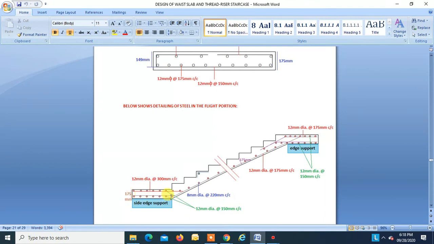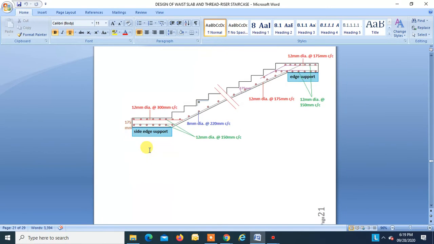These round bars at top and bottom are of landing, that is provided at 12 at 150. Okay, these dots are the distribution steel for the flight, that is 8 at 220, and this is the main steel for flight, that is 12 at 125. Okay, so this is how we can do the reinforcement detailing of this staircase, right?